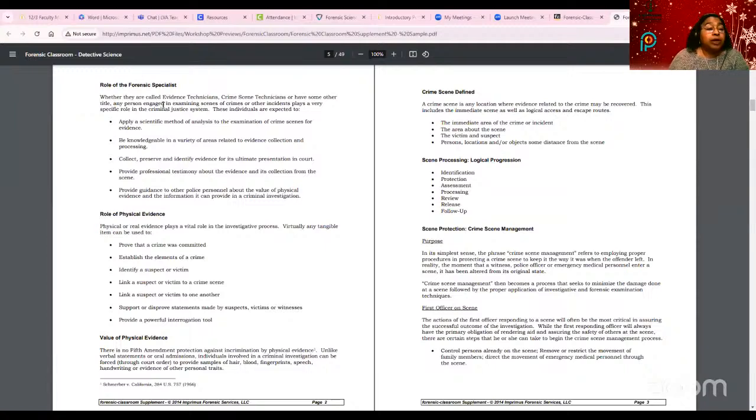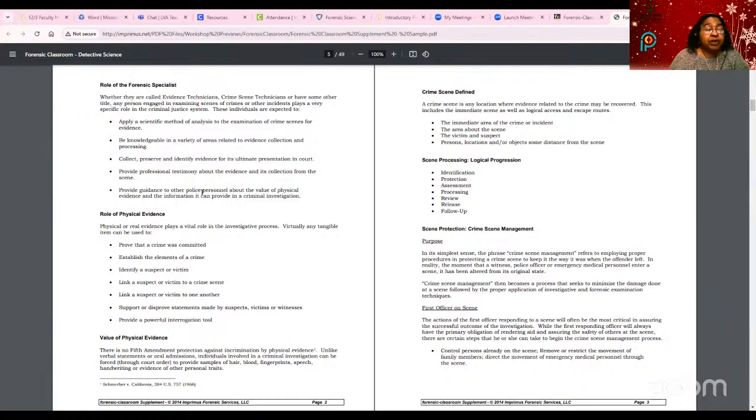Okay, so the specialist has to be knowledgeable in a variety of areas related to evidence collecting, to collect and preserve and identify the evidence, provide professional testimony. In other words, they're the person who has to be available when the case comes to court. You have to actually go to court and speak as a specialist about what you saw, when you saw it, and how you saw it.